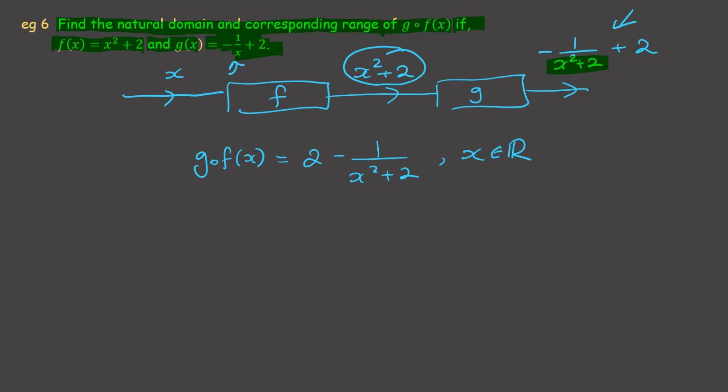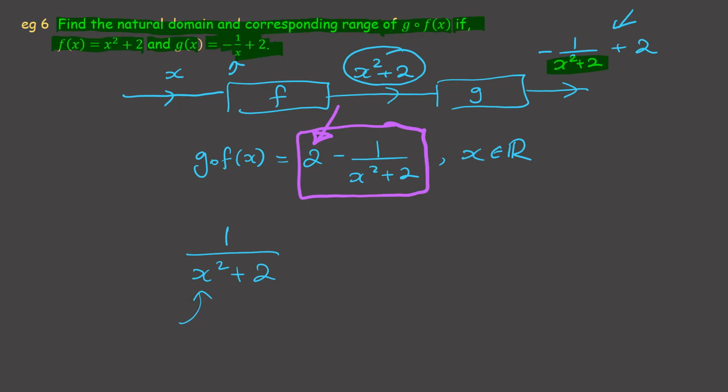So think about this function here. The largest value it could possibly take is 2, because it's 2 take away something. And let's think about that something. So we've got 1 over x squared plus 2. The smallest x squared can be is 0.